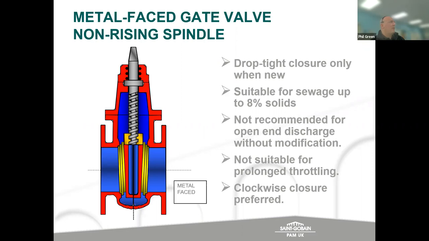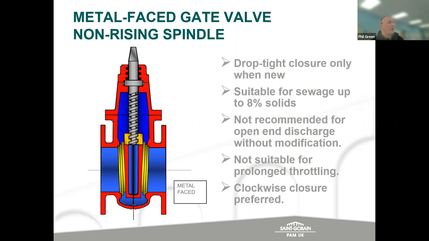Now, they're basically what we call non-rising spindle gate valves. Everything is encompassed within the body of the valve. The spindle stays where it is, and it's the captive nut in the top that rotates to bring the gate up and down.